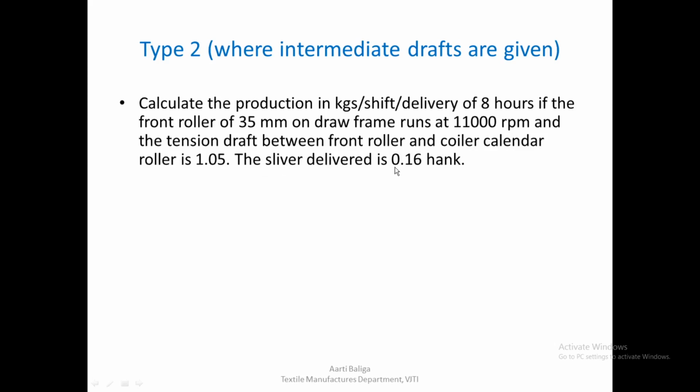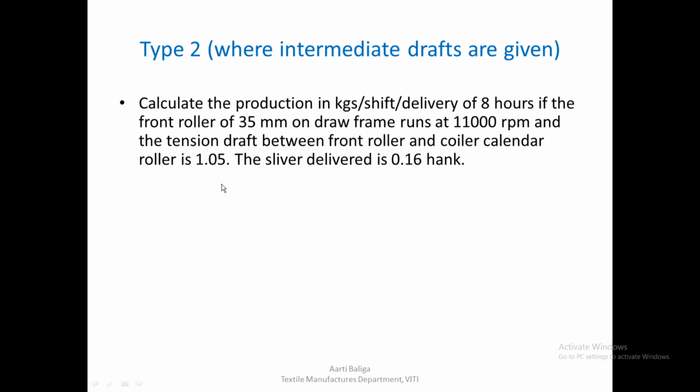The only difference between the previous problem and this one, in terms of hank or fineness, is that the sliver delivered was given in kilotex earlier, and now it has been given as 0.16 hank. So we need to do certain conversion, certain working out over here. Plus the difference here is that we have now been given additional information about the coiler calendar roller. The draft between the coiler calendar roller and front roller has been given as a tension draft, which is of a value of 1.05.